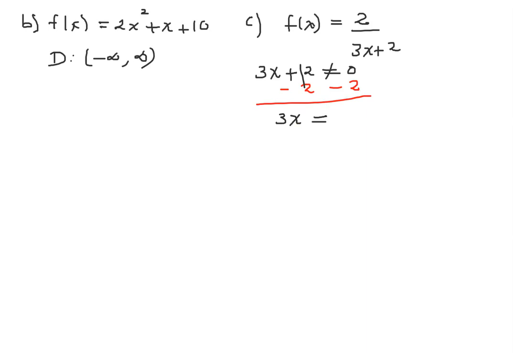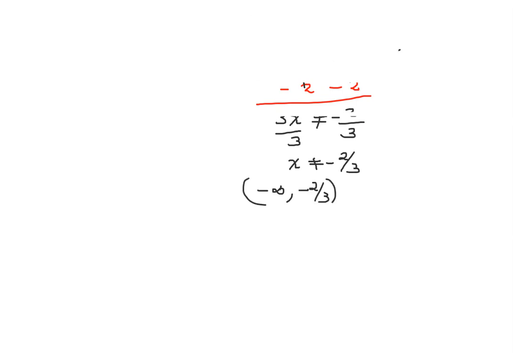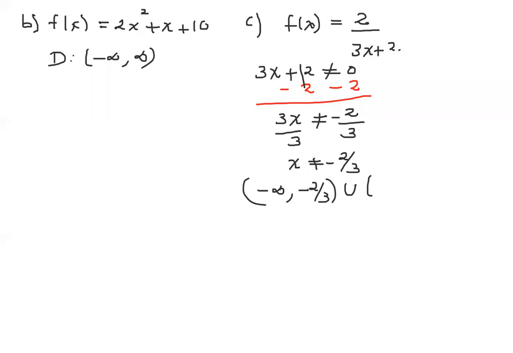So 3x cannot be equal to negative 2, and divide by 3. So x cannot be equal to negative 2/3. So basically the domain is going to be negative infinity to negative 2/3 union negative 2/3 to infinity.